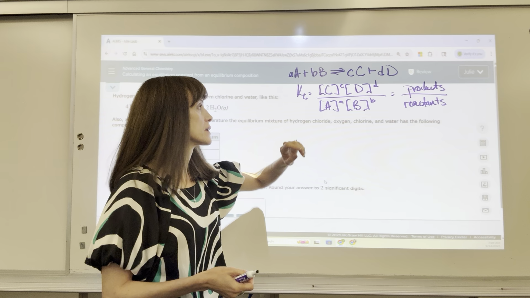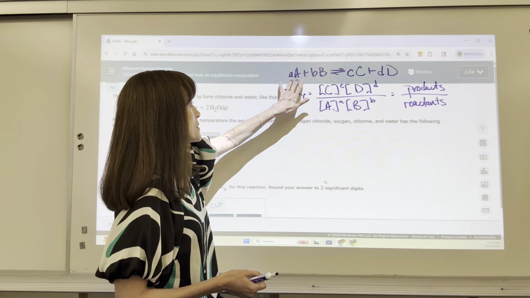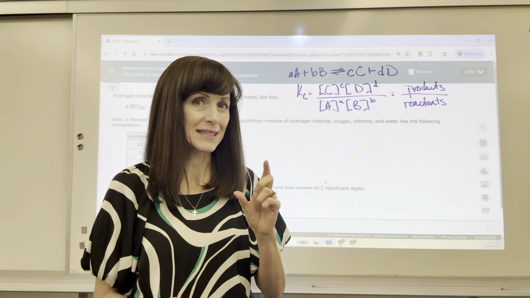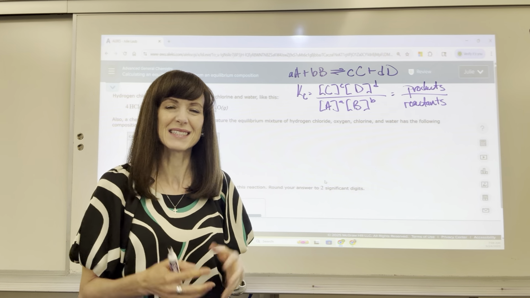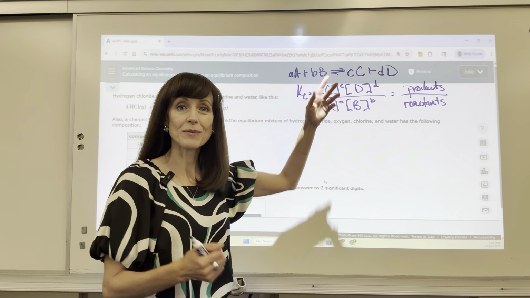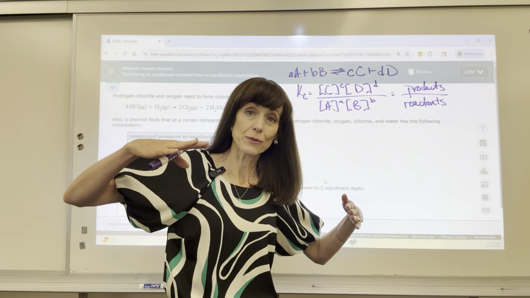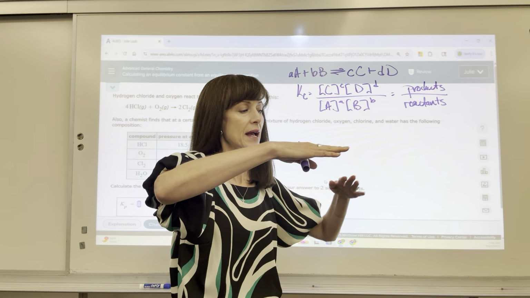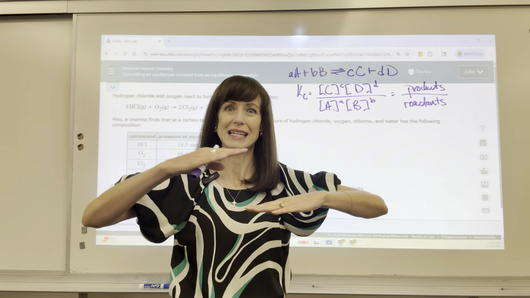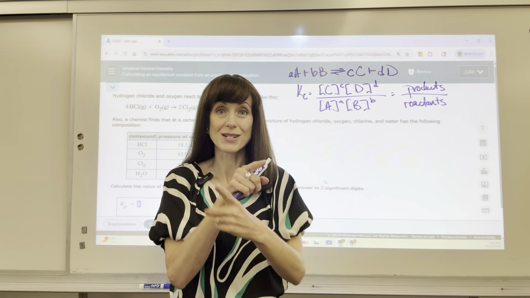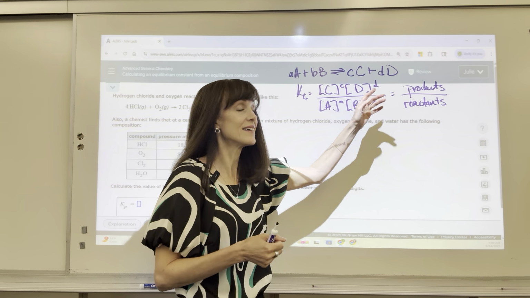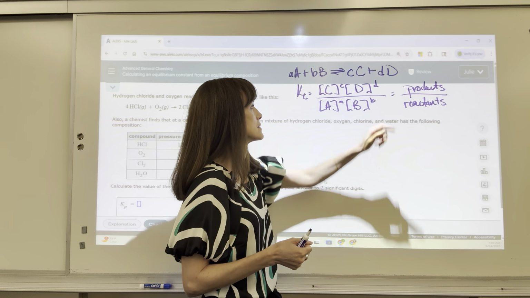So I wrote our generic equation here. We have little a plus big A. Remember, the lowercase letters represent your coefficients and the uppercase letters represent whatever your chemical species is, the compound or the element. Plus little b, big B in equilibrium. Remember, equilibrium means we have equal rates for the forward reaction and an equal rate for the reverse reaction. I do this a lot with my students, equal rates. We're going forward and reverse. So this is going to be an equilibrium with our products, little c, big C plus little d, big D.